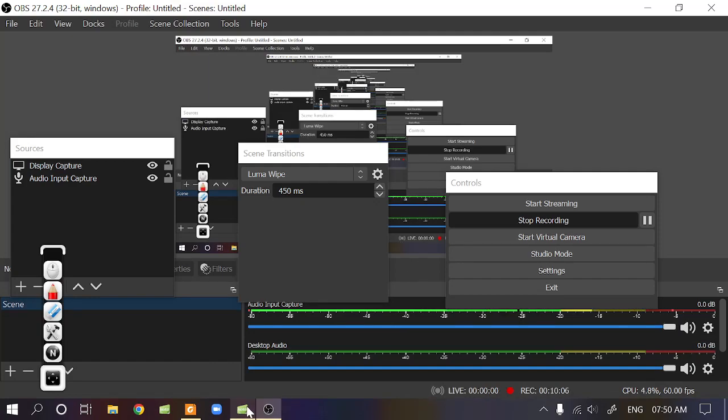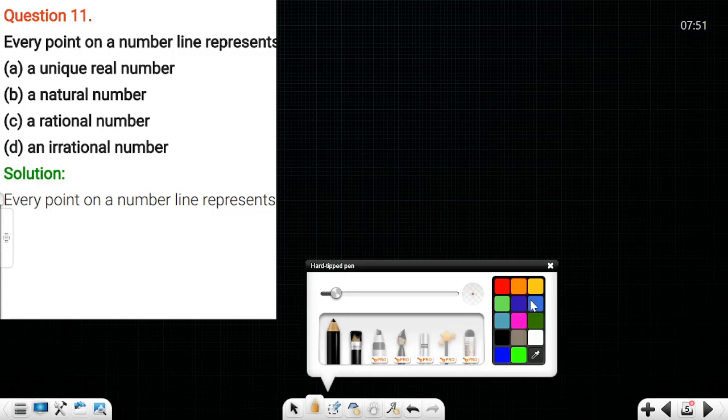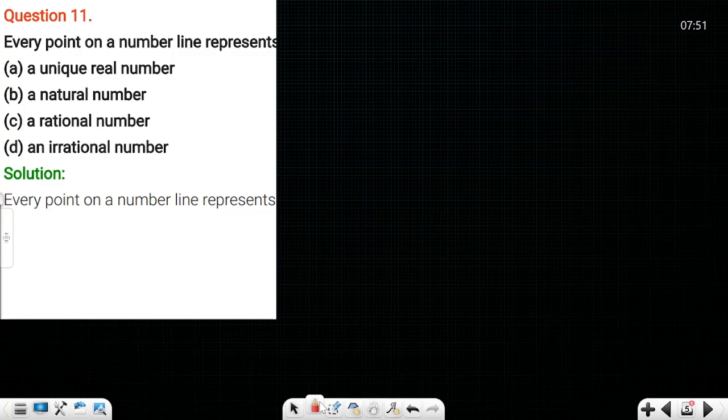Okay, let's continue. Now, question number 11. Every point on a number line represents a unique real number, a natural number, a rational number, or an irrational number. Right now you might not know what a real number is, but the remaining three options are known to us, so we can discuss them. If the remaining three options are not correct, then option A will automatically be correct. So does every point on the number line represent a natural number? No, they can be 2.2, 3.3, 4.4, which are not natural numbers, but they can be on the number line. Therefore, option B is wrong.